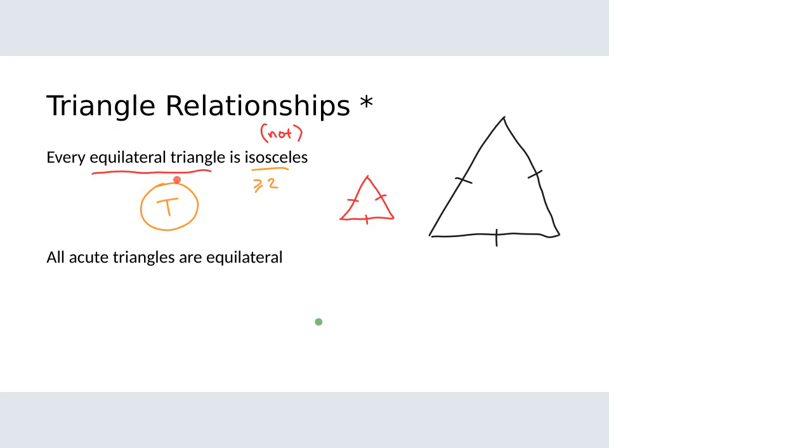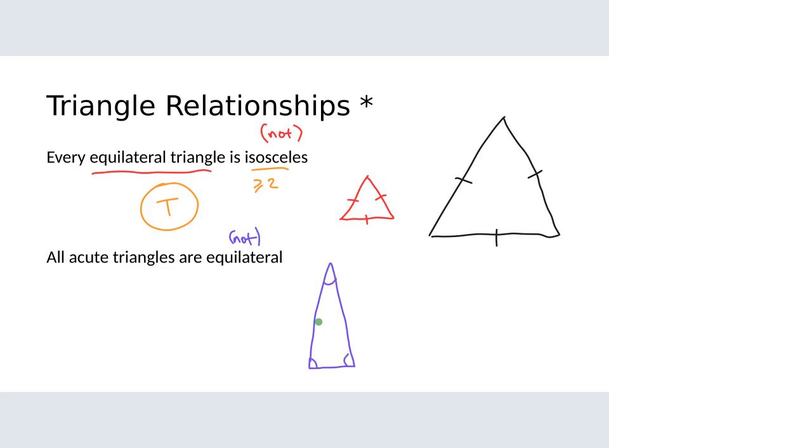All acute triangles are equilateral. So could I draw an acute triangle? All the angles are less than 90 degrees. That's not equilateral, because I'm looking for a counterexample. All acute triangles are, well, that's less than 90.